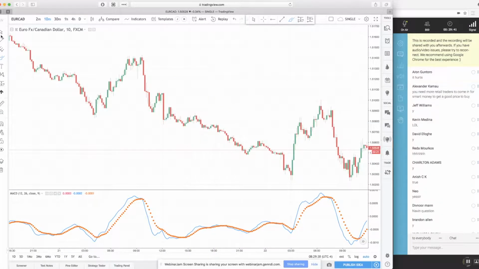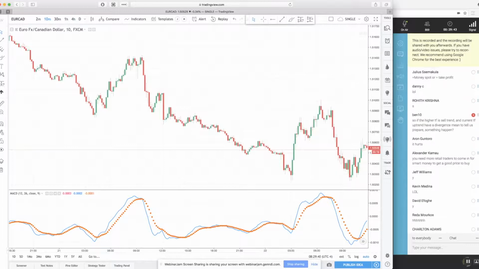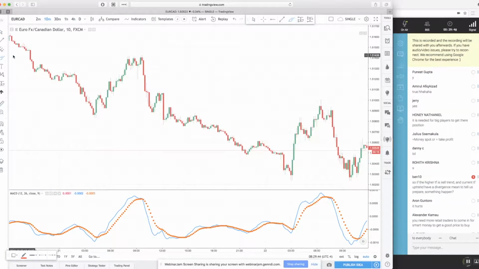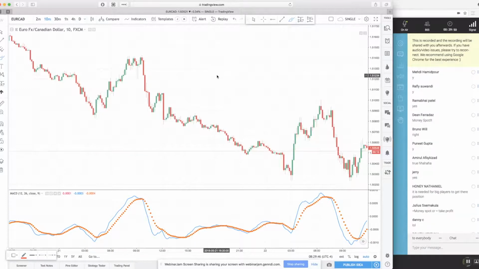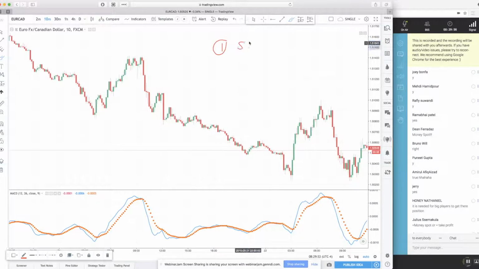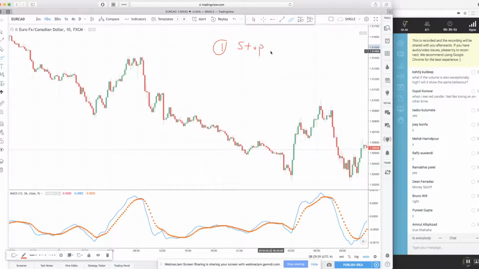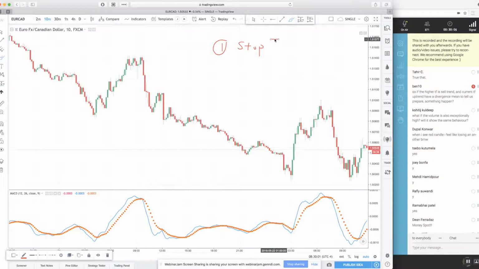Once a divergence happens, what does this mean for us? Step number one, the moment you spot a divergence, you stop. You stop trend trading. That's rule number one. It's almost like I'm giving you a strategy here. If you have your own strategy, this can help you filter it a little bit better.